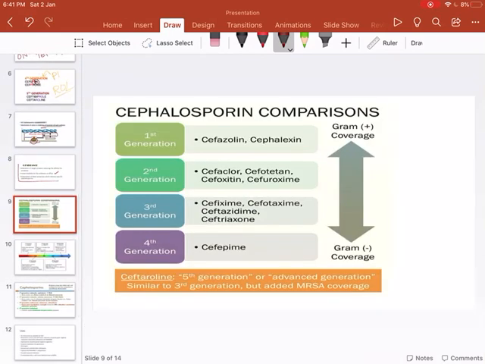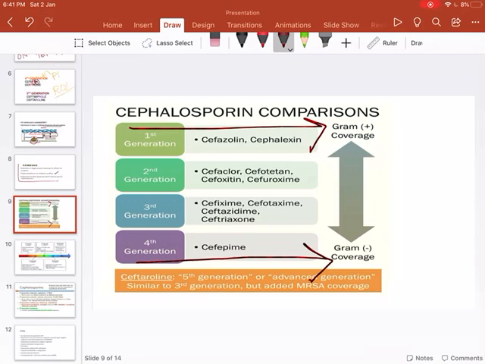So in the next slide, you can see certain comparisons between the different generations. You can see here the 1st generation is mainly effective against gram-positive microorganisms, and the 4th generation is mainly effective against gram-negative microorganisms. So here 4th generation has higher affinity for gram-negative. It doesn't mean that it is not active against gram-positive. It also acts against gram-positive, but it has more affinity towards gram-negative.